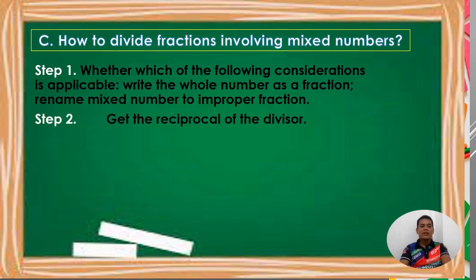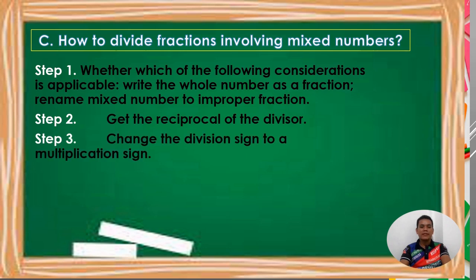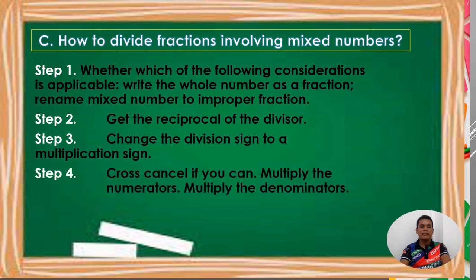Step 1, whichever of the following considerations is applicable: write the whole number as a fraction or rename the mixed number to an improper fraction. And proceed to the steps in dividing fractions, which next is get the reciprocal of the divisor and then change the division sign to a multiplication sign. Cross cancel if you can. Multiply the numerators and then multiply the denominators. Take note, again and again: express your answer in lowest term.